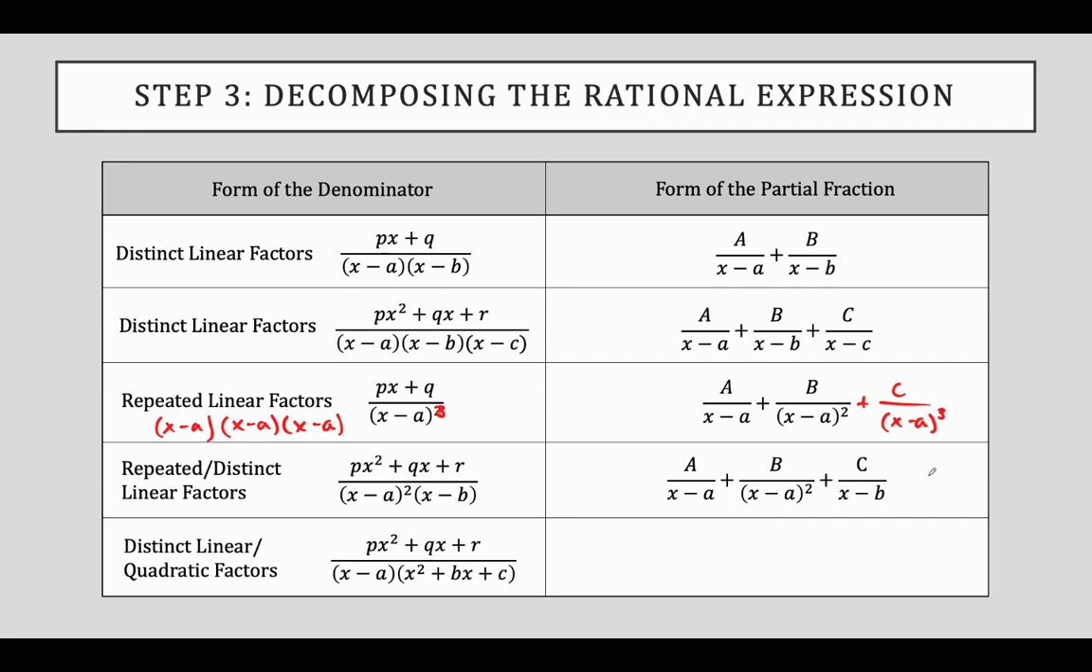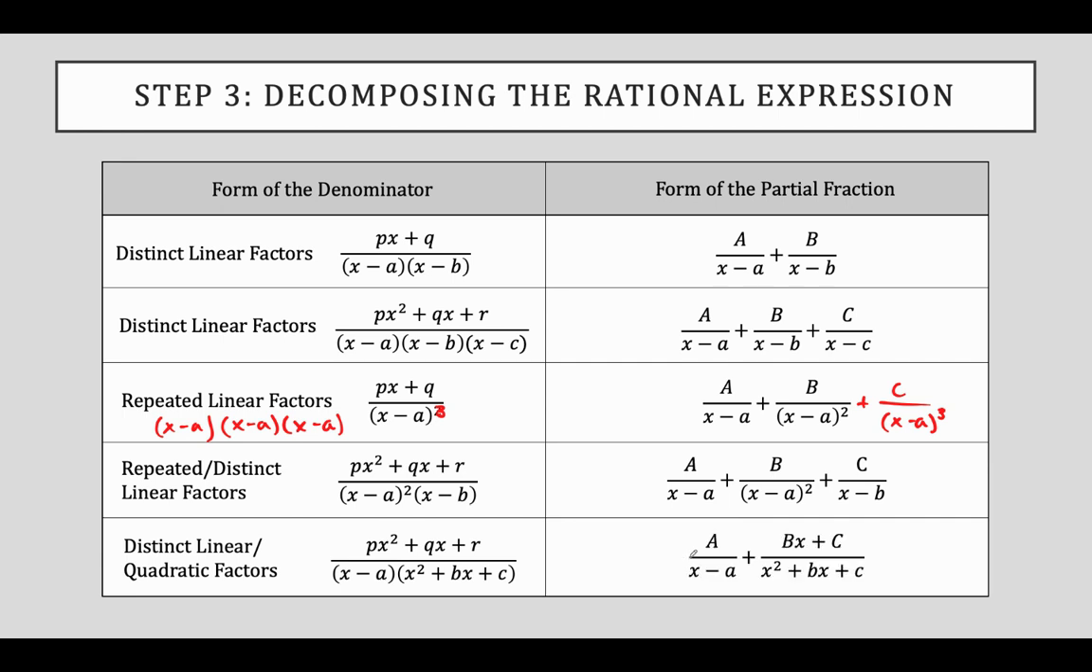And finally, we can have quadratic factors as well. In this case, we have a distinct linear factor, x minus a, times a quadratic factor, x squared plus bx plus c, where this factor is not factorable. Okay, so maybe we have a quadratic that is completely factored already, leaving us with a quadratic factor. The difference with quadratic factors is that your numerator changes. Instead of just being a constant in the numerator, you're going to have a constant times x plus the next constant. Your numerator is actually going to be linear.